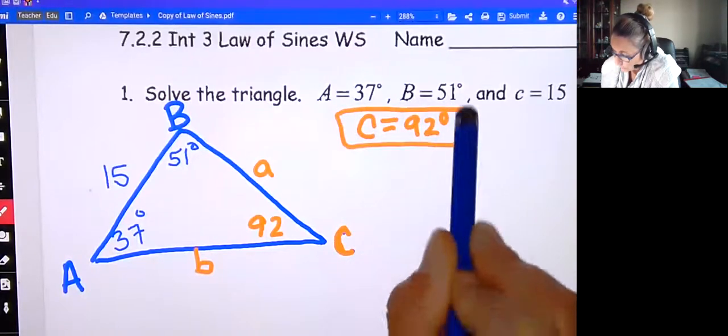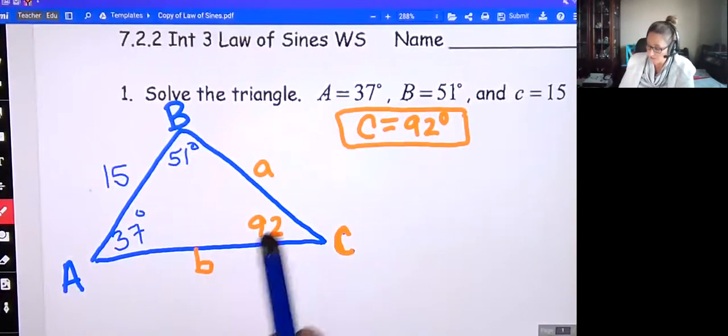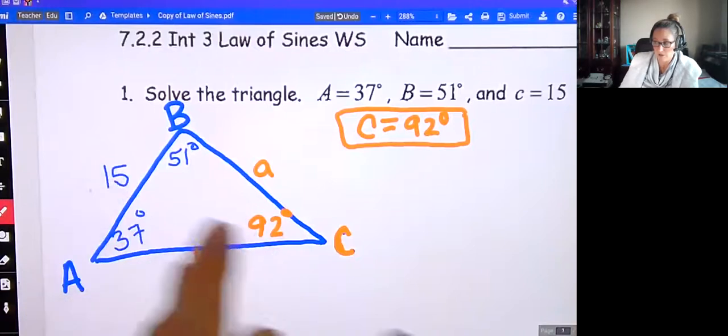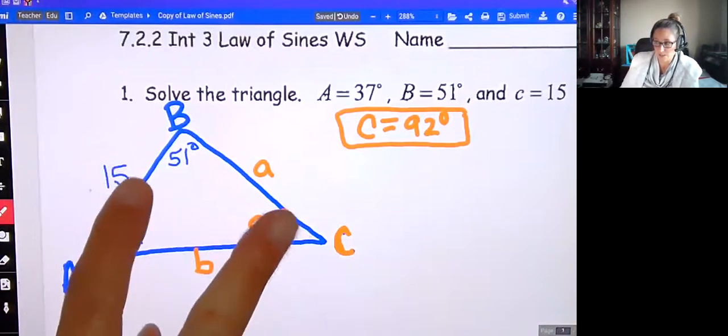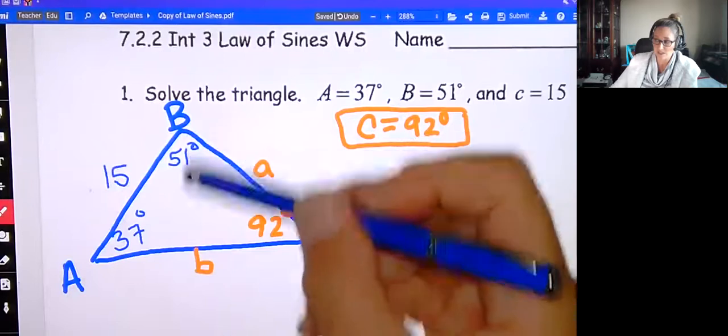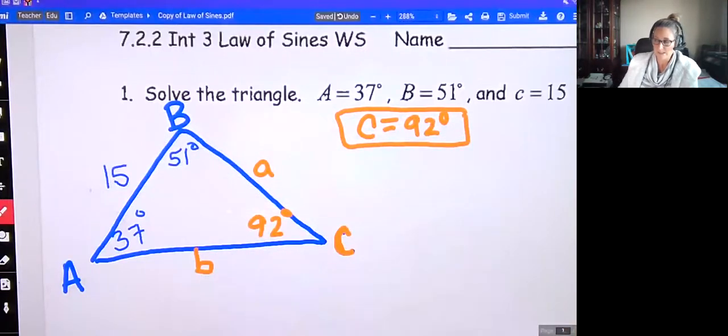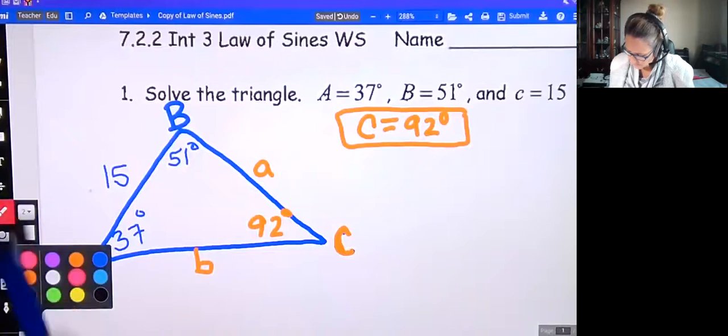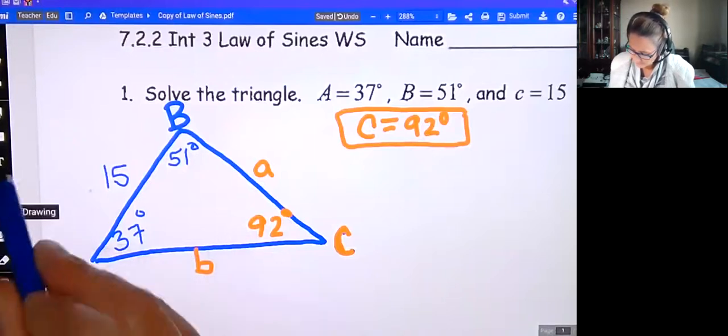Okay, so I found one piece. And again, this piece right here is going to help me because now I have a pair. So I'm going to be using this to help me set up a ratio with the B's. And then I'm going to be using this in the second equation to help me set up a ratio with my A's.